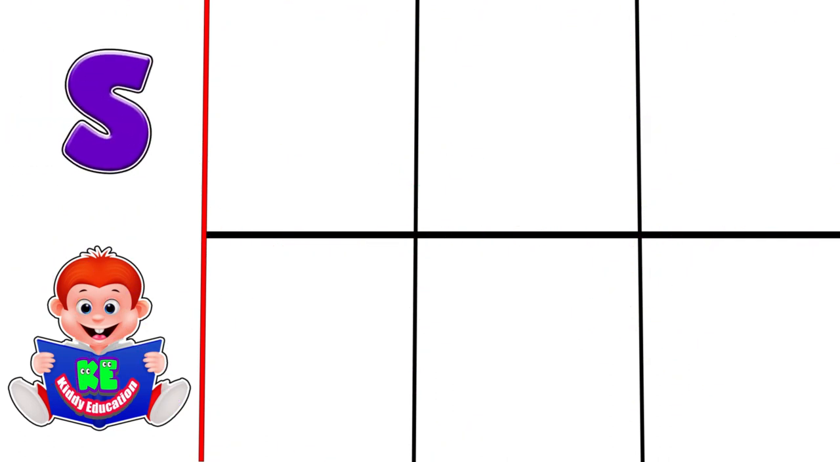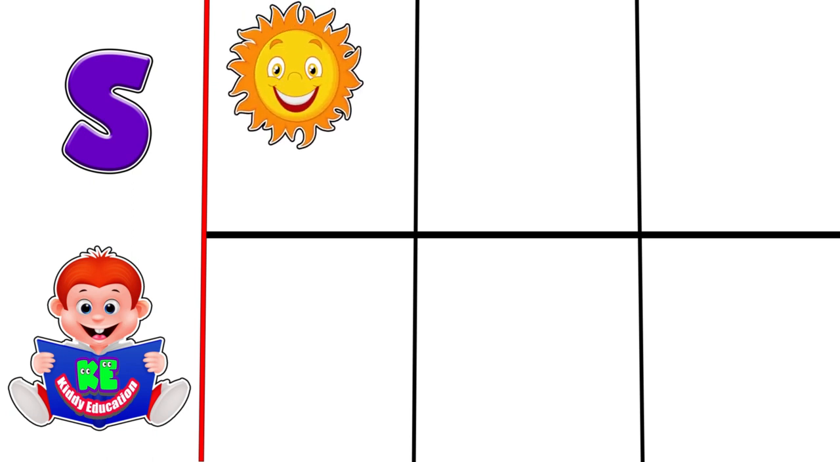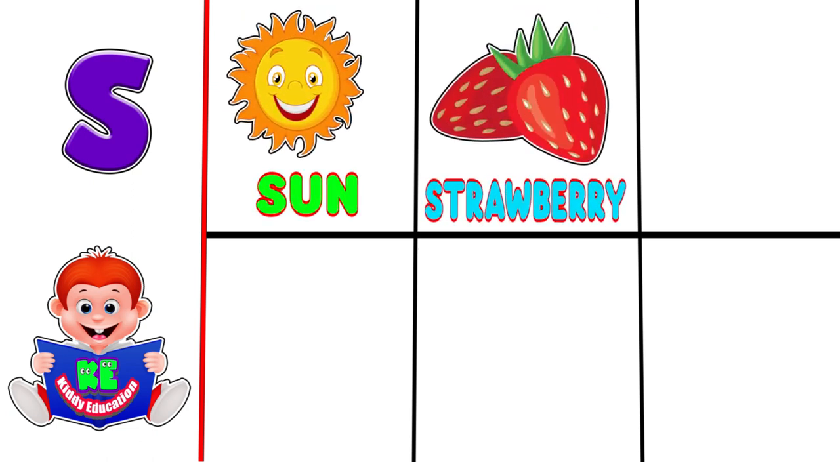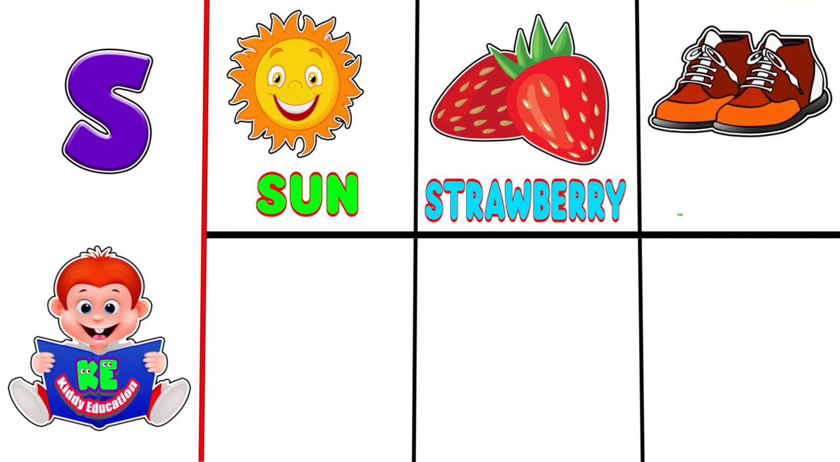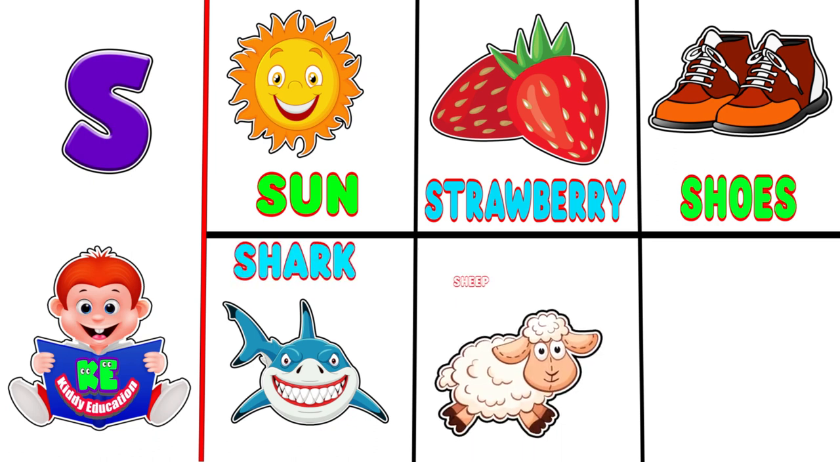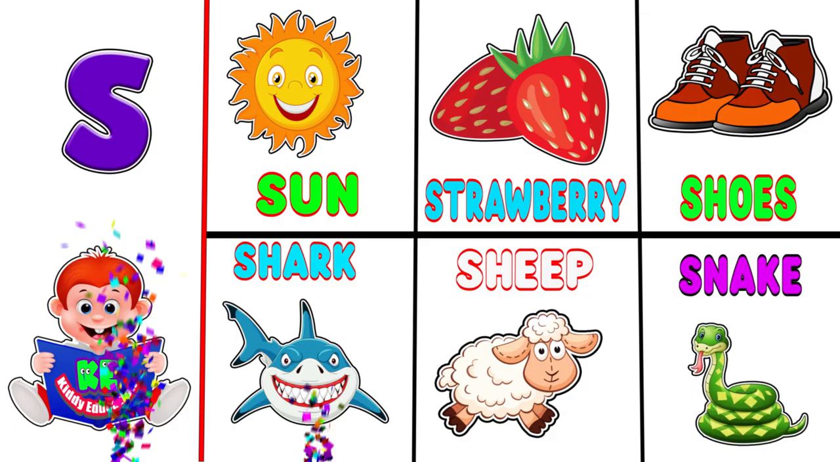S. S is for sun. Strawberry. Shoes. Shark. Sheep. Snake.